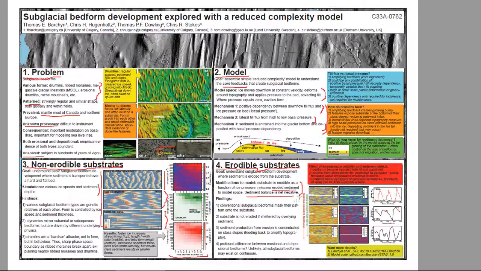So what we found here is that conventional bedforms, as in our number 3, tend to mask the pattern onto the substrate, and this fairly intuitive thing happens where substrate is not eroded if there's a bedform sitting there, because the sediment is isolating the ice from the substrate.